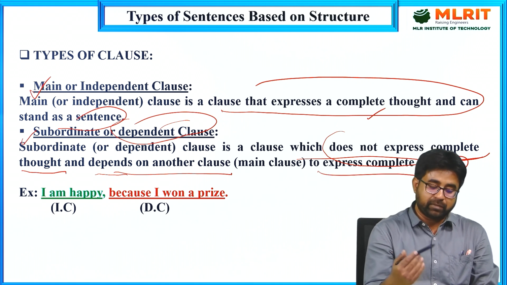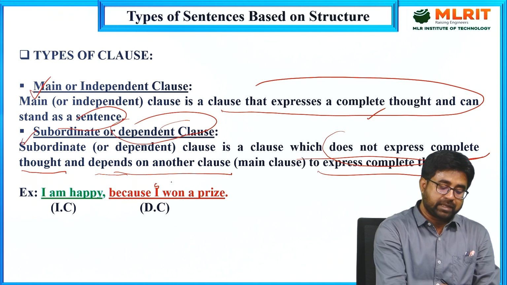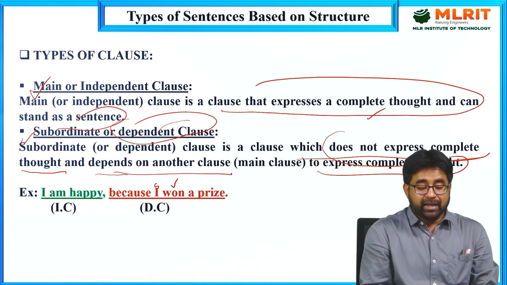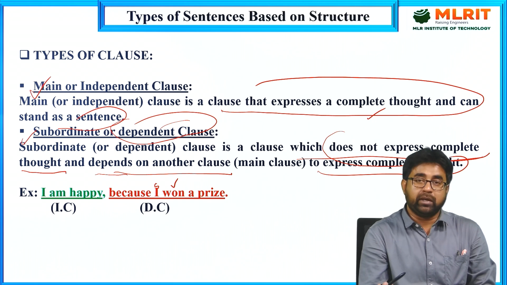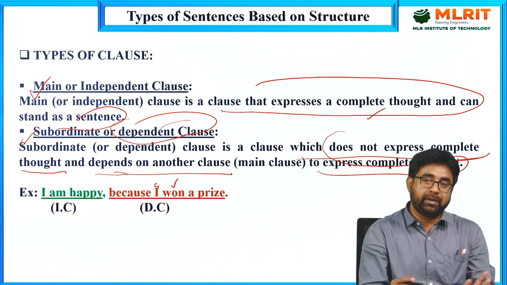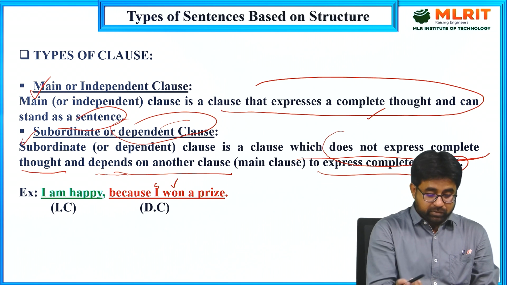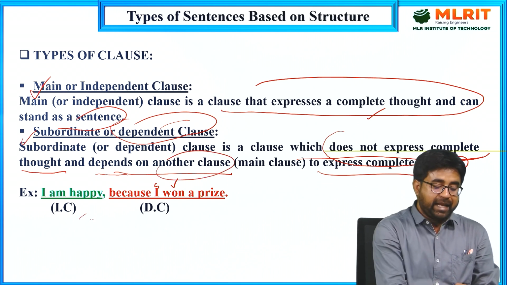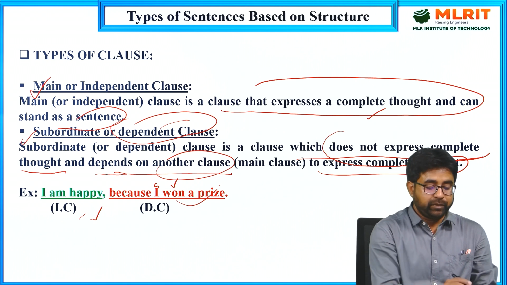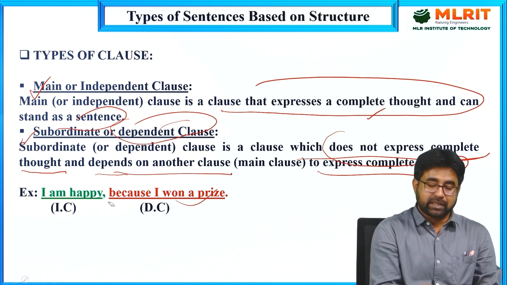Obviously, because it's a clause, you will find subject and verb here also. But then it will not be able to convey a complete thought on its own. In order to give a complete meaning or complete sense, it has to depend on another part of a sentence, mostly another clause. So you can see the example here. I am happy because I own a prize. So if you take it as a complete sentence, I am happy, comma, because I own a prize.